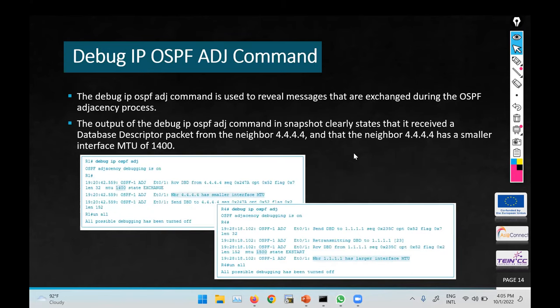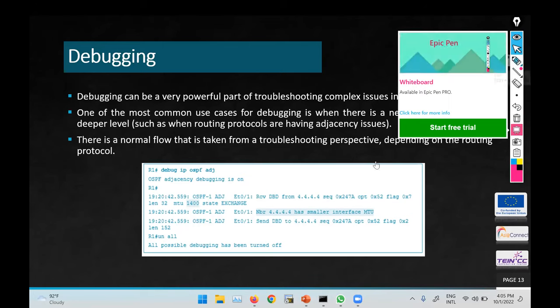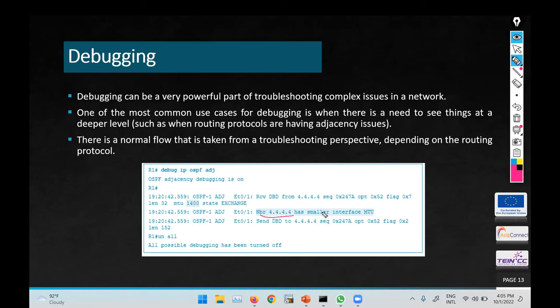And also, if you see here, one of the debug commands run on R1, debug ip ospf adj. And here you will find one thing: neighbor 4.4.4.4 has a smaller interface MTU. That means the neighborship adjacency is not happening, right? So you get this kind of problem when you debug the OSPF adjacency. When you see this kind of message, it is related to an MTU issue, right?